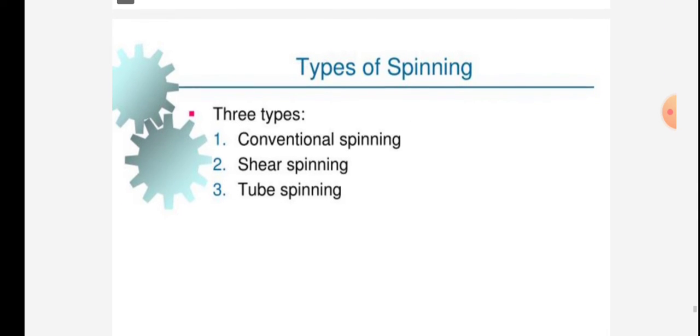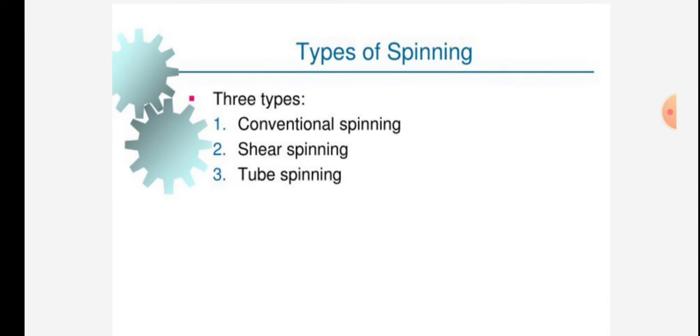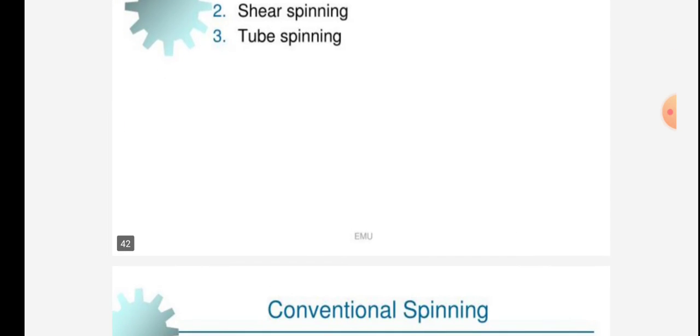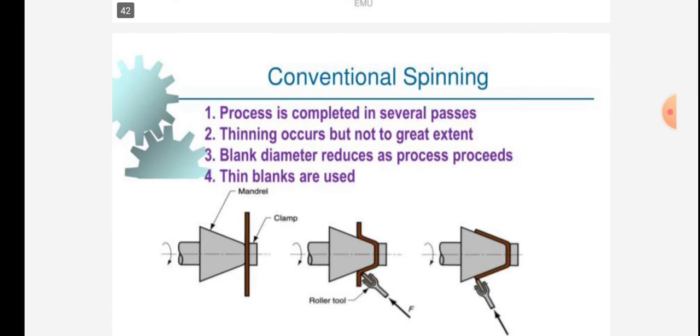Types of spinning. Three types of spinning are given: conventional spinning, shear spinning, and tube spinning. Conventional spinning method: the process is completed in several passes. Thinning occurs, but not to a great extent. Blank diameter reduces as process proceeds. Thin blanks are used.